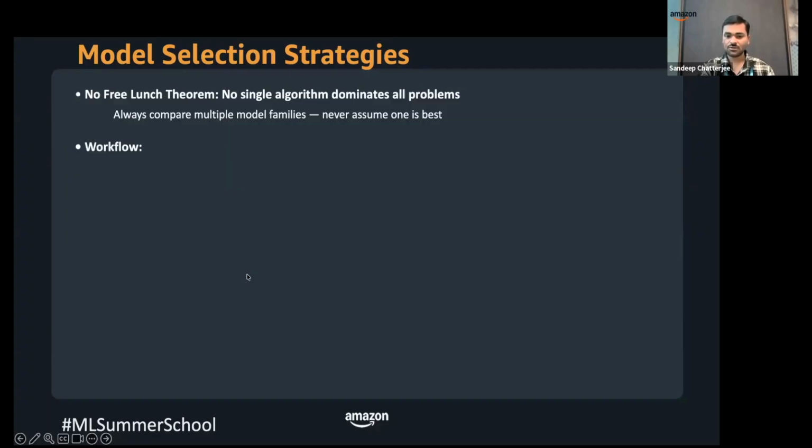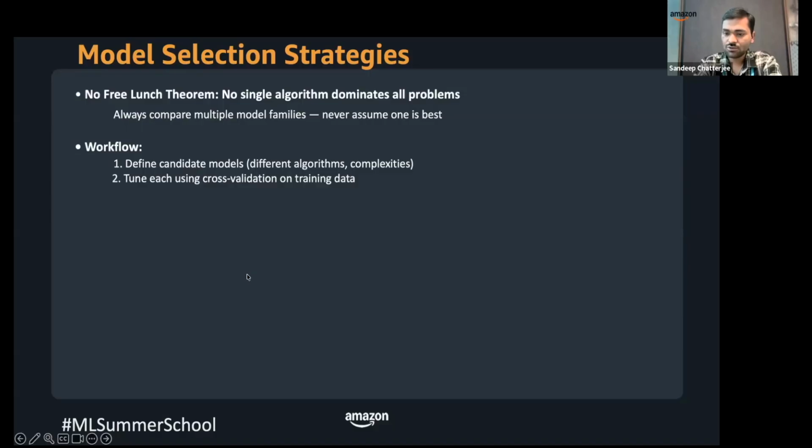Now, coming to the workflow. To do the comparison fairly, you need a bulletproof workflow, which looks like this. First, you define a diverse set of candidate models. Second, you tune each of them using cross-validation exclusively on your training data. Third, you take the best version of each model and compare them head-to-head on a separate validation set. And finally, step four, and please, if you remember anything, remember this: you run your absolute final winner on the test set exactly once.